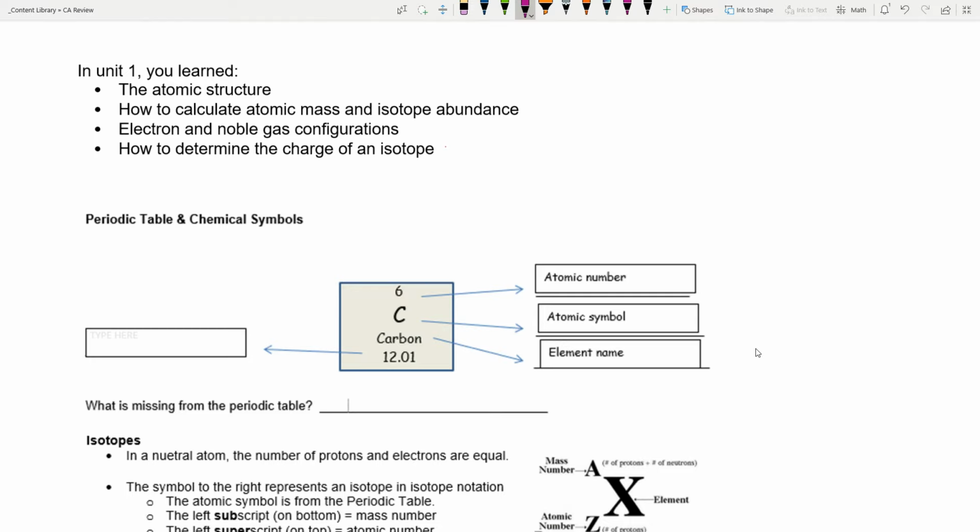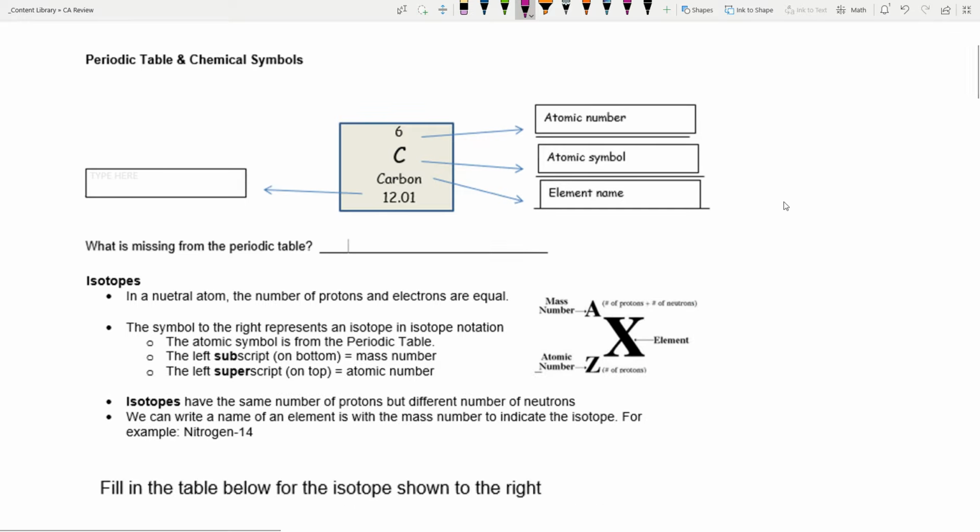So in Unit 1, you really learned 4 things: the atomic structure and how to read it in the periodic table, how to calculate atomic mass and isotope abundance, electron and noble gas configurations, and how to determine the charge of an isotope. So let's get through those.